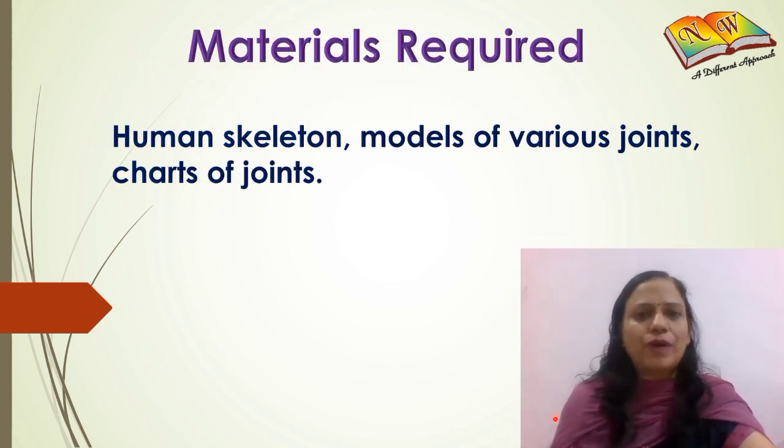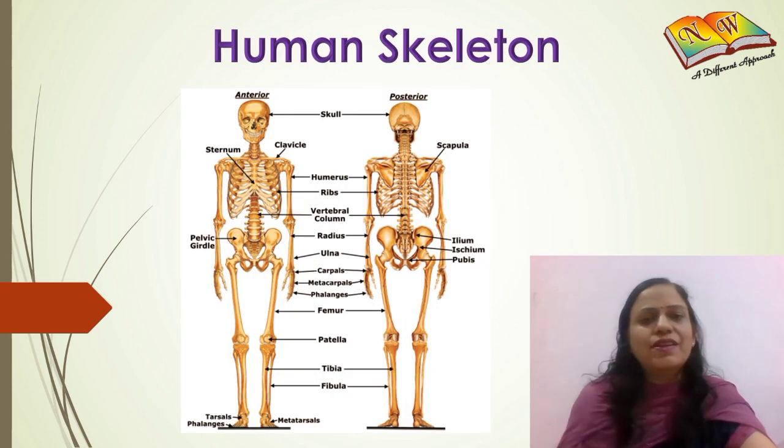So materials required for this particular experiment are you need a diagram of a human skeleton, maybe in the form of a chart, or if possible, you can get a model of the human skeleton, or you can also use charts of joints or maybe models of various types of joints. So first of all, let us talk about the human skeleton.